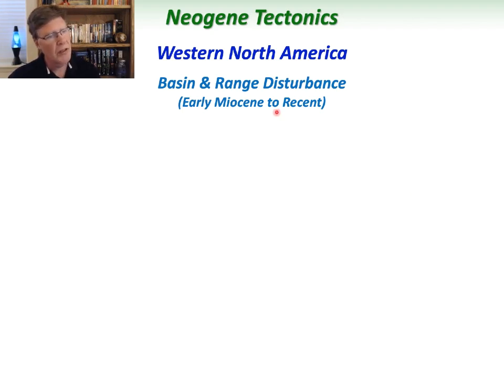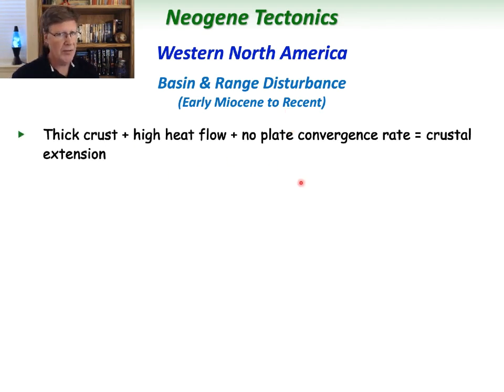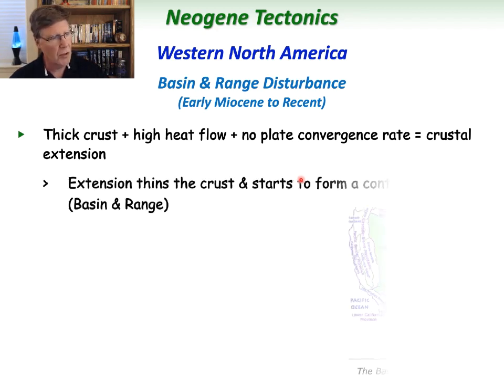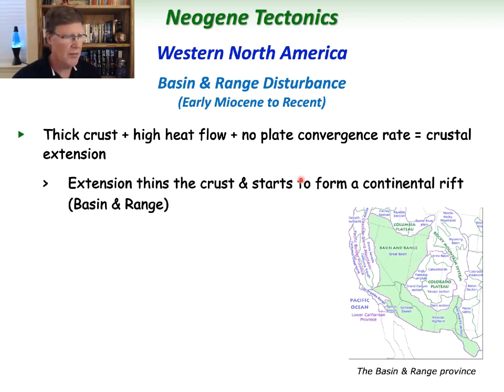So this really gets its start in the early Miocene, and it continues to this day in certain parts of the basin and range. The recipe for this is thick crust, Laramide orogeny, thicken the crust. We have high heat flow because the continental magmatic arc swept back to the west. That heat added to this thick crustal sequence, and now there's no plate convergence, so everything is allowed to relax, a fairly unstable situation, so everything is extending now. Crustal extension is the result, and this is what's forming the basin and range.